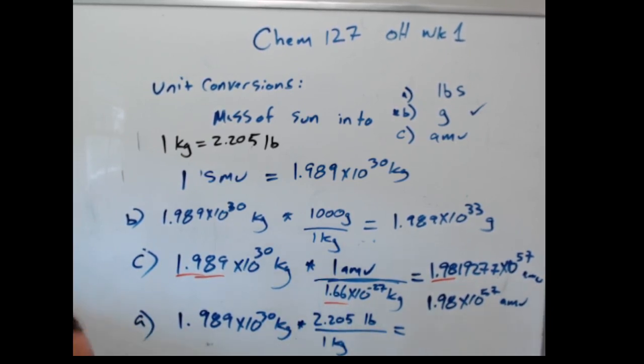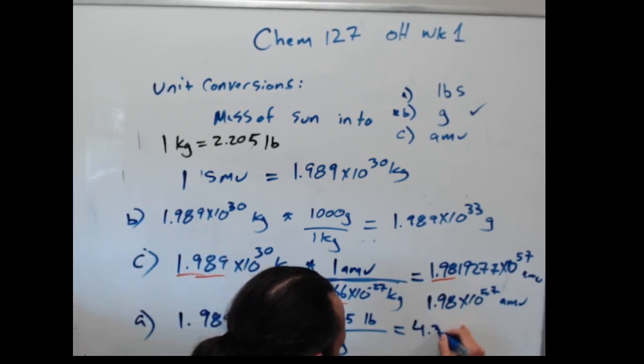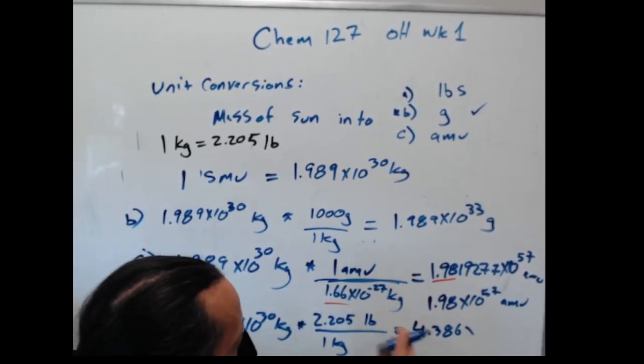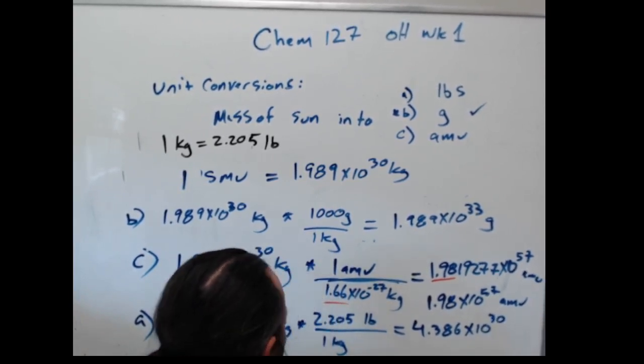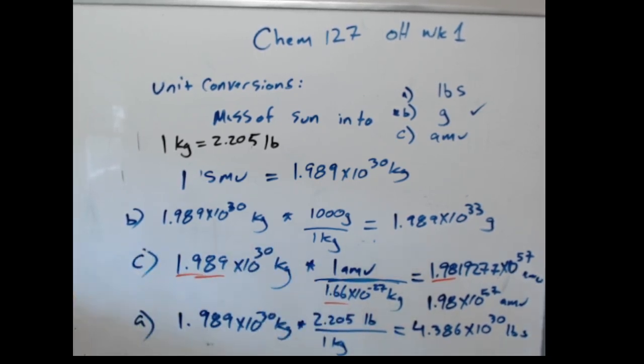So like times 2, so it's going to be like 4. 1.989 times 2.205 is 4.385. 4 digits, so I'll go 4.386 times 10 to the 30 pounds. That's heavy.